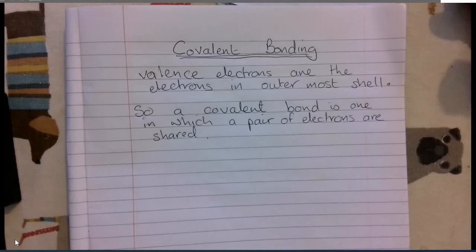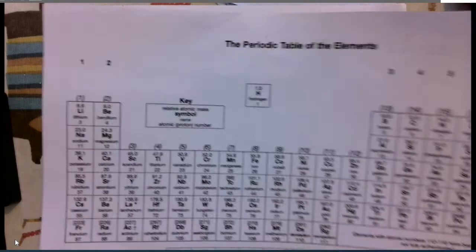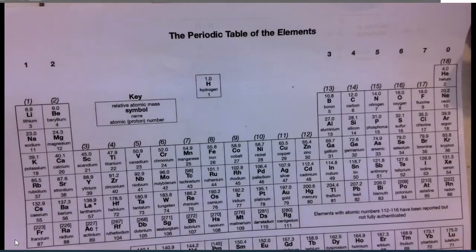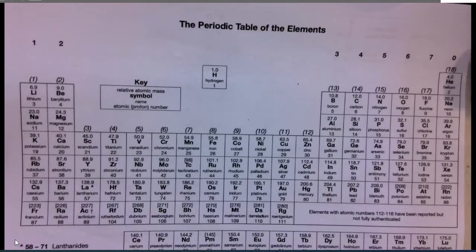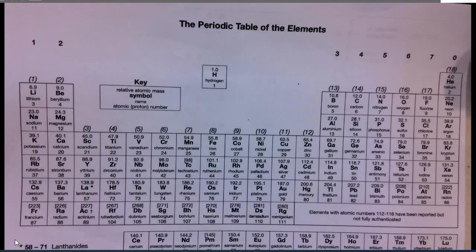So a covalent bond is one in which a pair of electrons is shared between two non-metals. And it's really, really important to remember that. Now, before we go any further, I want to do a little bit of a recap of some of the key points. In front of you, you should see a copy of the periodic table.